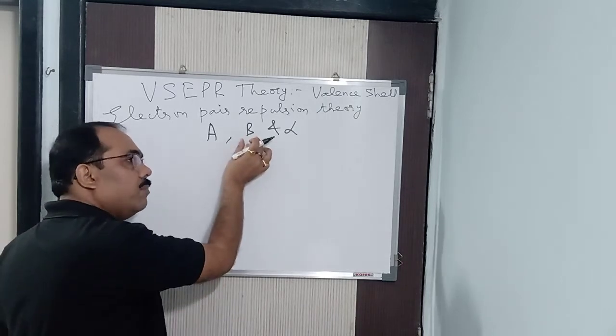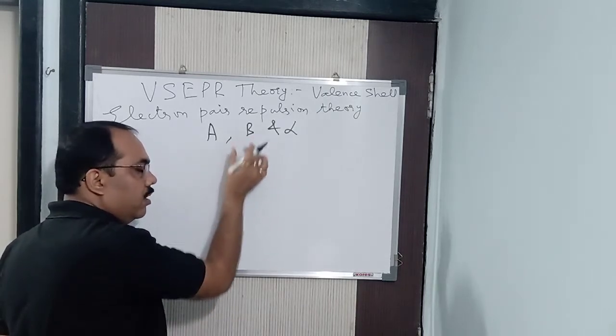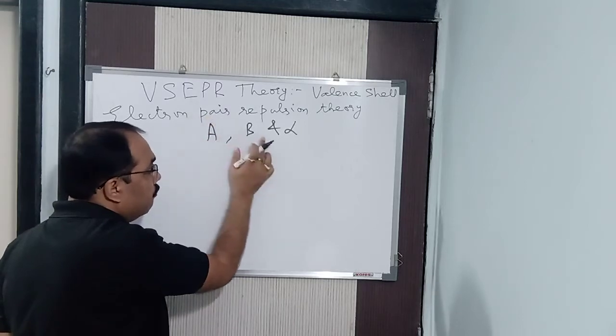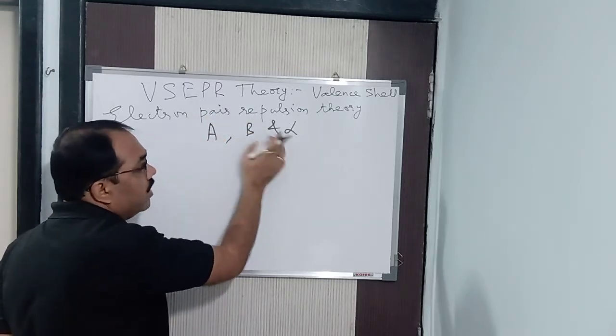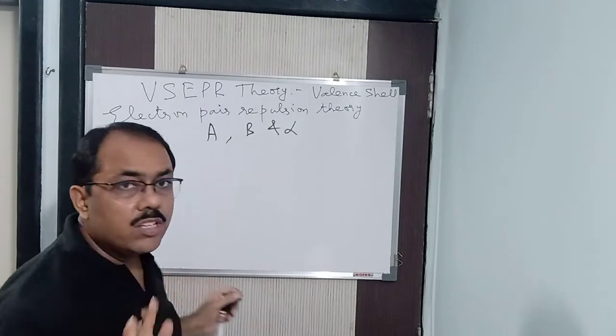You can say B also stands for the bond pair. So A is the central atom, B is the surrounding atom or the bond pair, and L is the lone pair of electrons. You must be knowing what a lone pair is.